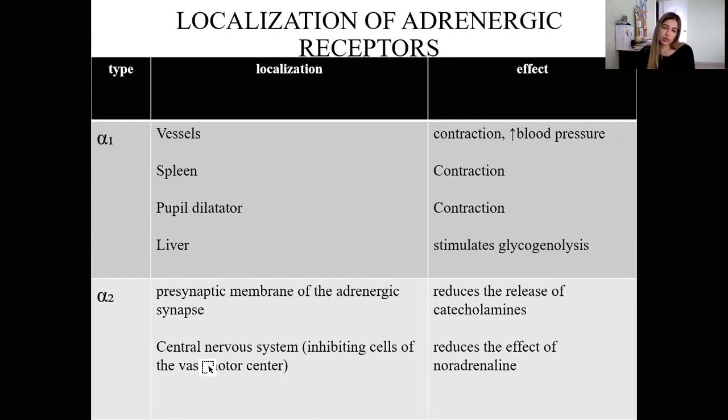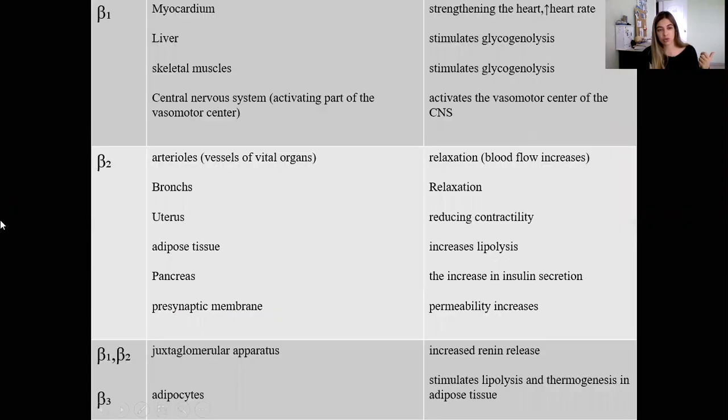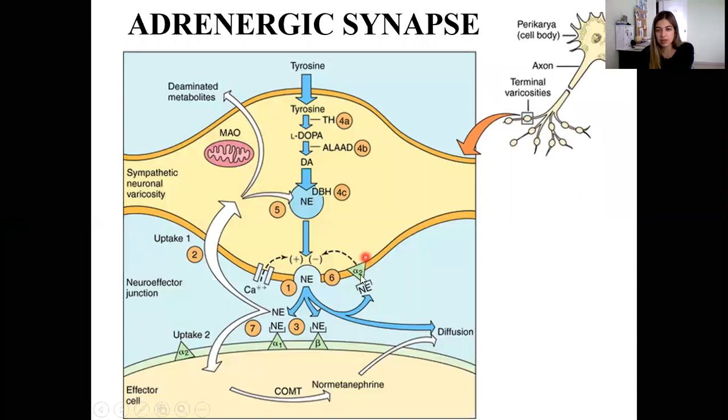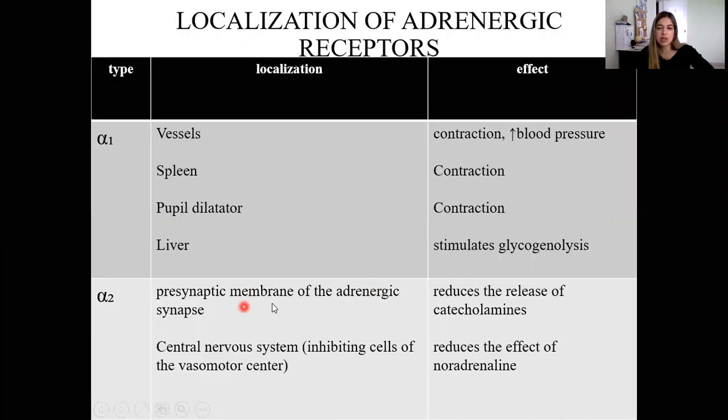Then second type of adrenergic receptors is alpha-2 adrenergic receptors. They are located in the presynaptic membrane of the adrenergic synapse, which we just saw in the previous picture. I can show you once again. Here, yes, in the presynaptic membrane, we have alpha-2 adrenergic receptors, yes? And the function is to reduce the release of catecholamines. Catecholamines, in this case, norepinephrine.